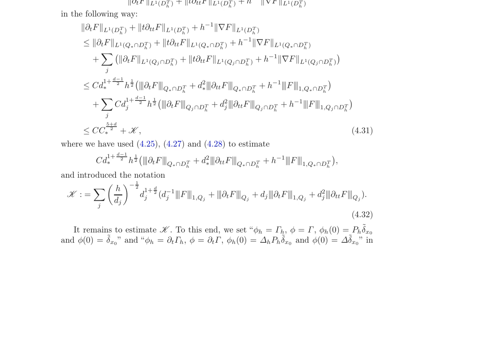domain Qj. Finally, by setting phi h equals gamma h, phi equals gamma, phi h, 0, equals ph delta x0, and phi 0 equals delta x0, and phi h equals partial differential t gamma h, phi equals partial differential t gamma, phi h 0 equals increment hph delta x0, and phi 0 equals increment delta x0. The constant k is estimated.